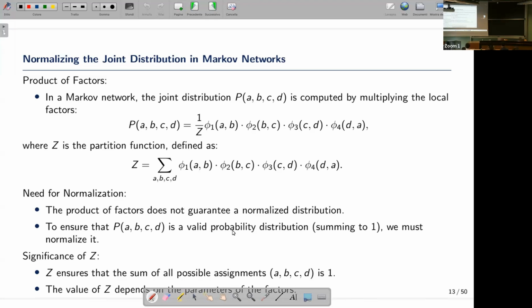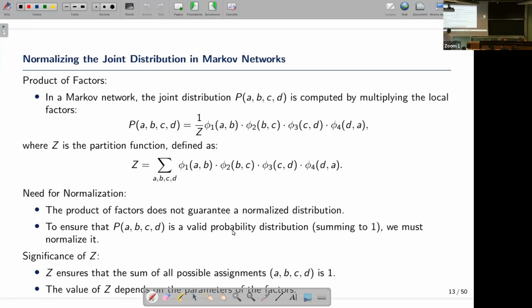Yes? There are advantages because of the initial number of parameters. Because each one of these will depend on two variables, while the initial one will depend on four. So you have a reduction of the number of parameters. This one is similar to the one before. It doesn't change. So you have a reduction in the number of parameters.